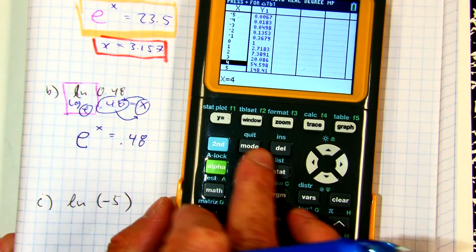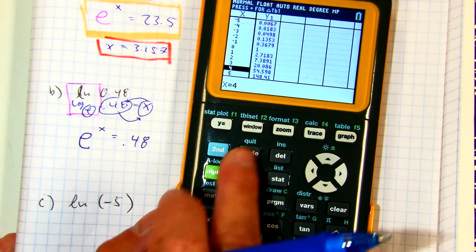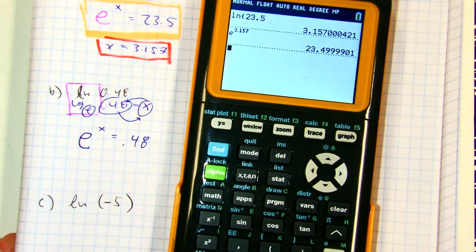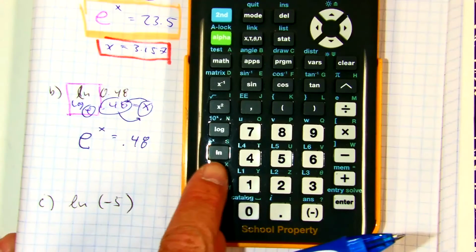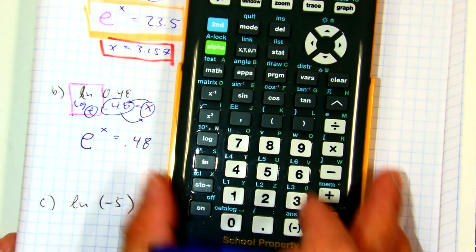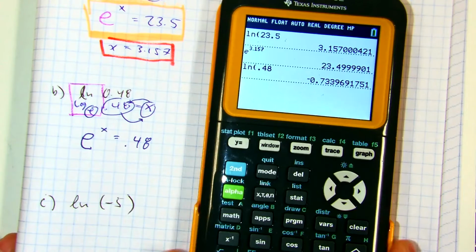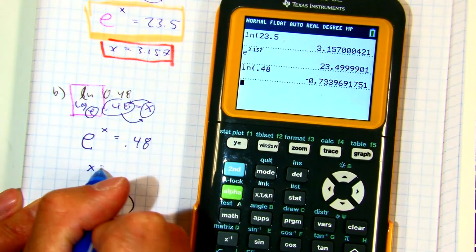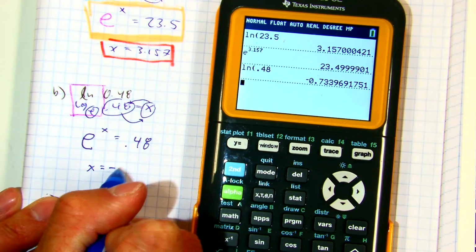So let's actually calculate the exact value. I'm going to go to my home screen. I'm going to press second mode so I can quit. Natural log, and I can type in 0.48. Press enter. x is equal to -0.73.